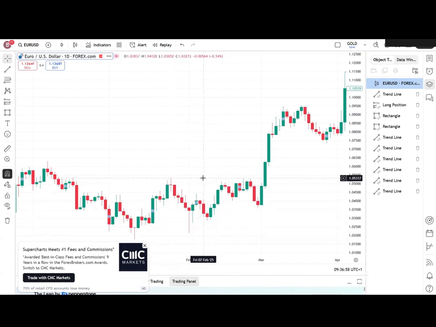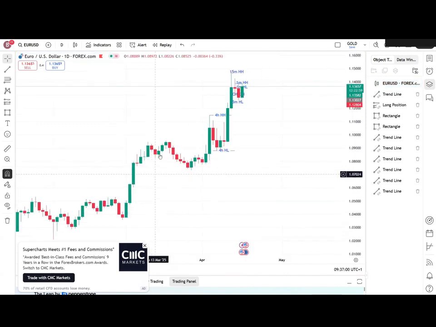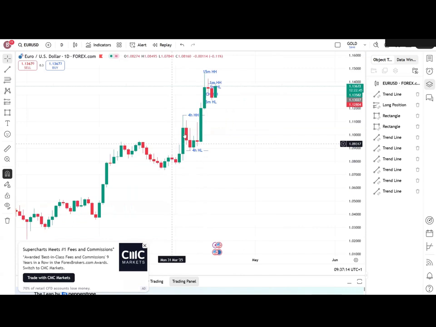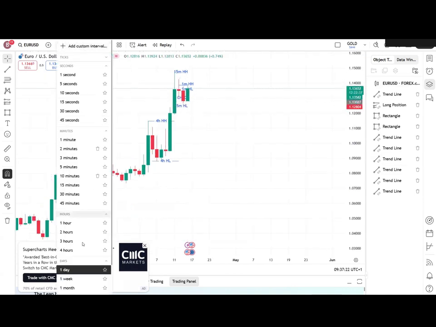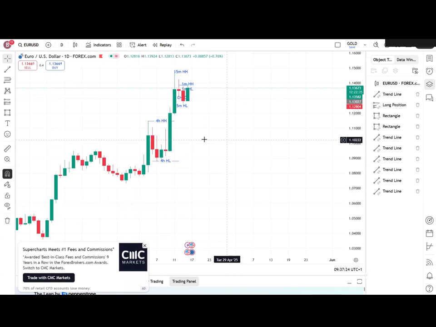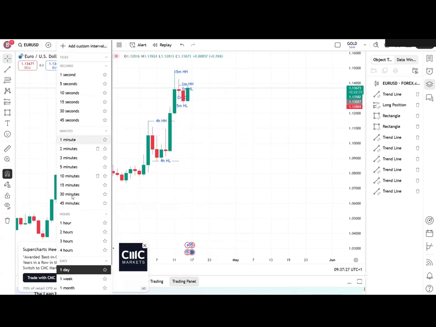Then another breaker structure here. Then a pullback, breaker structure, and change of character again. Created an inducement. Then another breaker structure. Changing character again to the upside. Then a pullback, breaker structure. Now another pullback. So then I go to my daily time frame, we're in an uptrend.